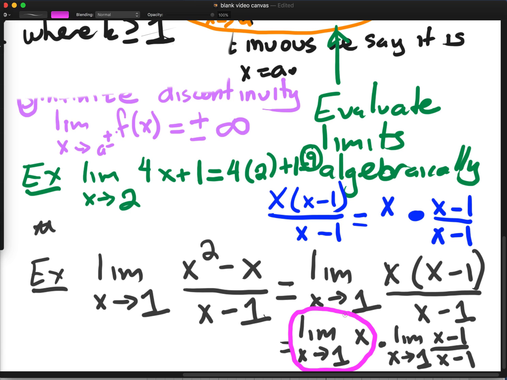What's the limit as x approaches 1 of x? 1. You just plug it in, right? Okay, all right, now, so this is the number 1. Now, what's the deal here with this other guy?